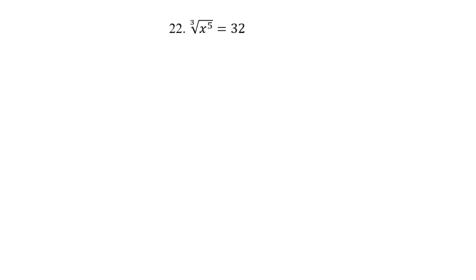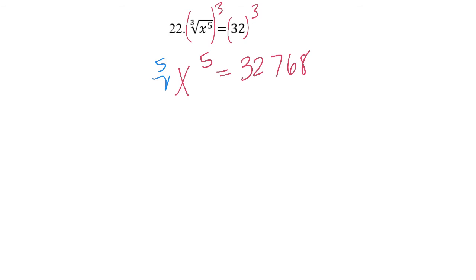All right, hopefully you see that there's not anything to add or subtract or multiply or divide here. We just need to get rid of that 3 first. So we need to raise both sides to the third power. And I know that makes the number kind of big. So x to the fifth equals 32,768. Then we need to do the fifth root of both sides. So x is going to equal 8.